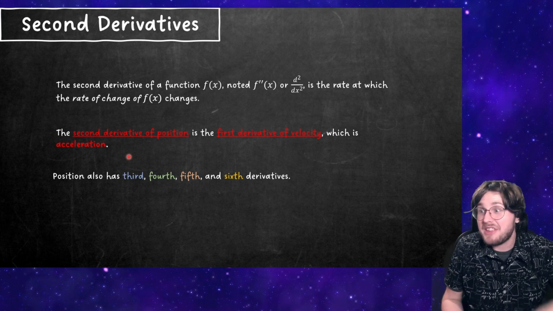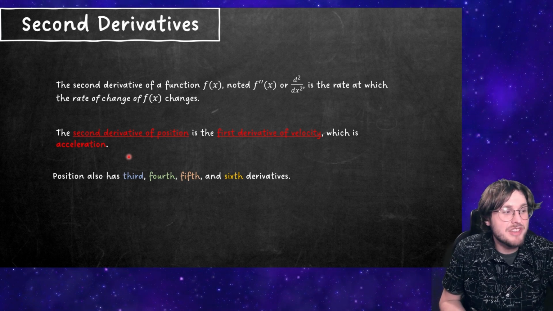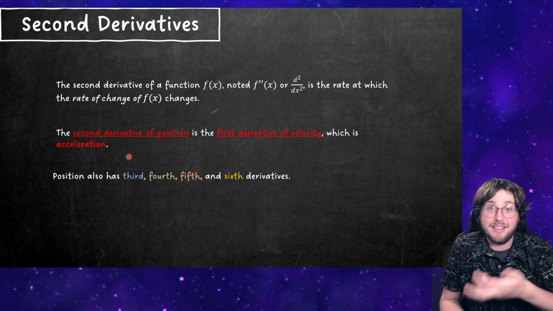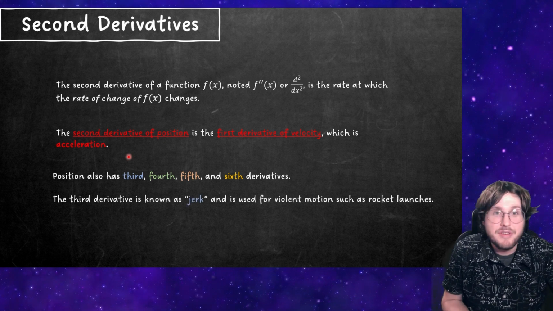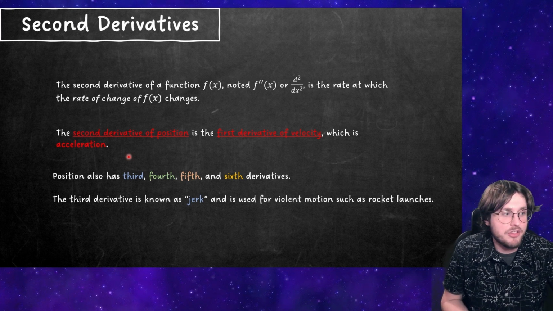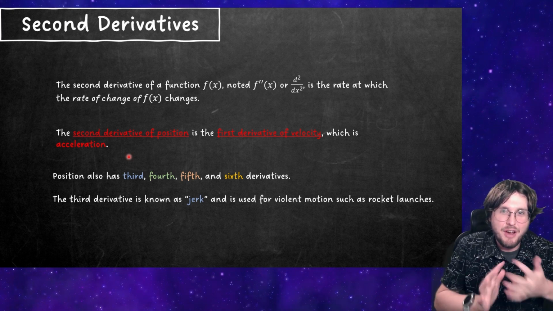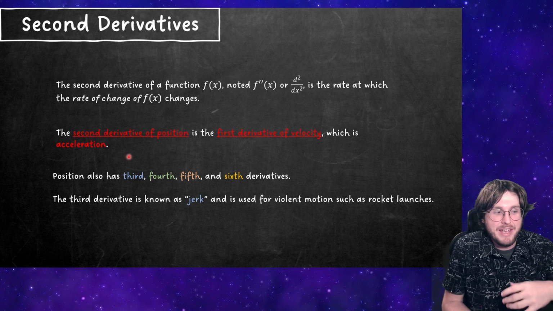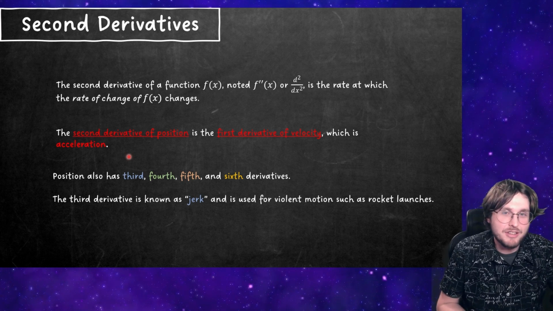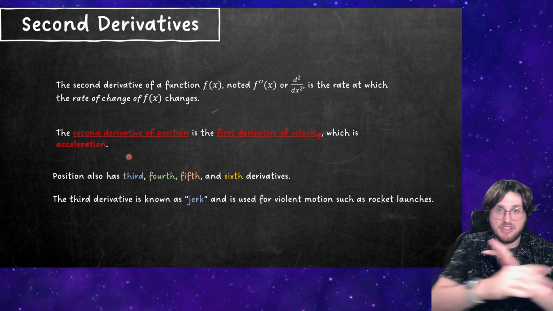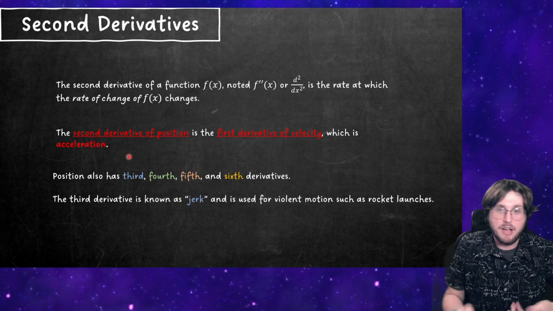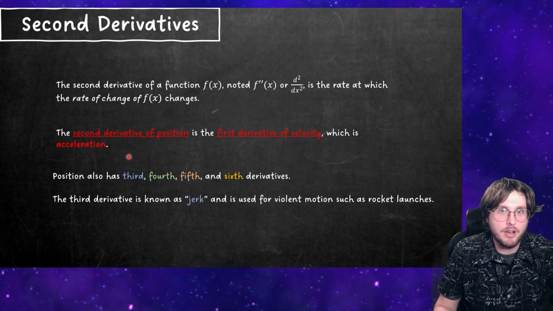Now, this can keep going. And so a position does also have a third, fourth, fifth, and sixth derivative that all have names. The third derivative of position is known as jerk. And it's not really used in a high school physics class, but it can be used for violent motion, such as rocket launches and things where you have such high rates of change of acceleration specifically that it is not negligible. You have to consider it for safety reasons.